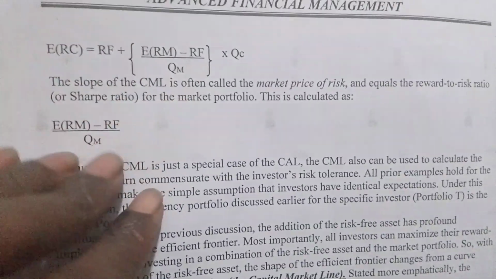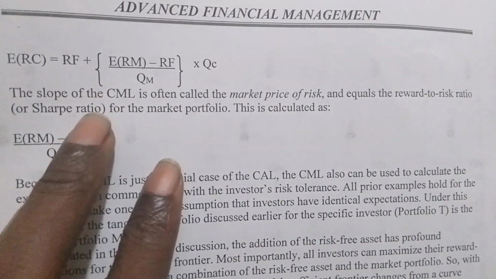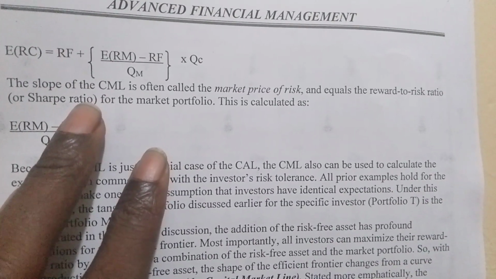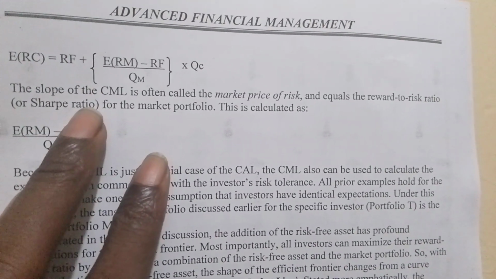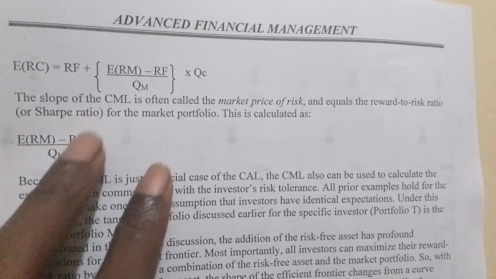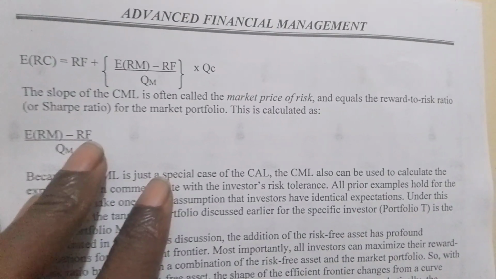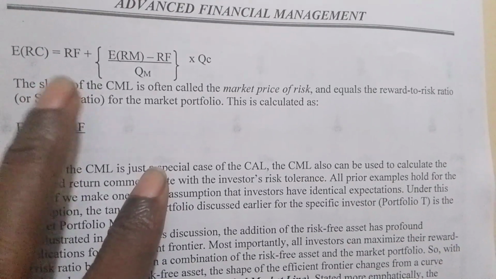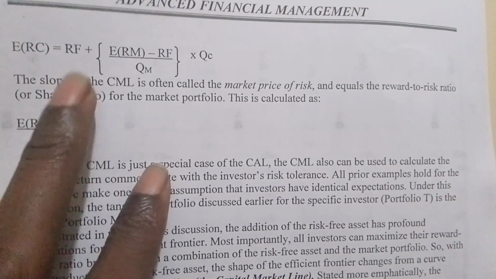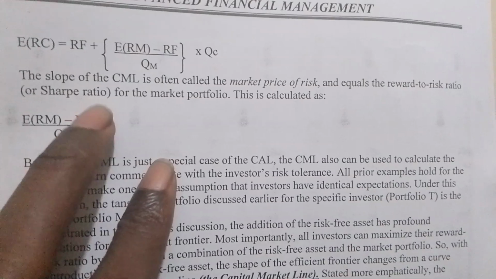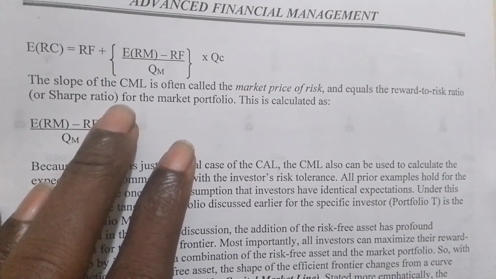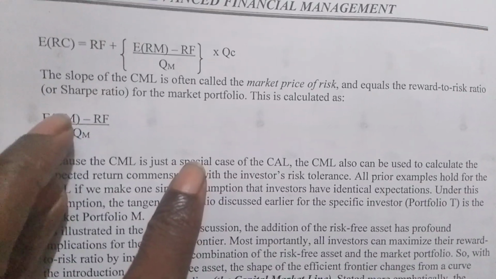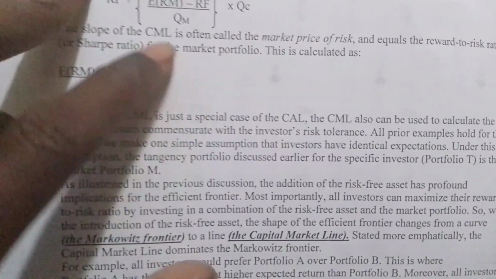Okay, so that's important. This point here, the slope of the capital market line, is often called the market price of risk and equals the reward to risk ratio or Sharpe ratio. We'll be taking the Sharpe ratio later on. You'll find that the Sharpe ratio is very close to this formula that we're using here. We'll be taking that one next week or in a few days' time for the market. For this, it is calculated as this formula here.